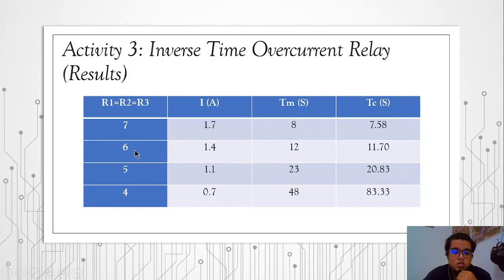For load 6, where the current is 1.4 ampere, the timer is 12 seconds. For load 5, it is 1.5 ampere, the timer is 23 seconds. And lastly, for load 4, 0.7 ampere and 48 seconds. So we can see that the higher the value of current, the less time taken. The TC here we get by using a manual calculation.